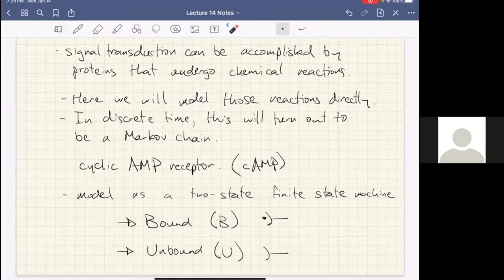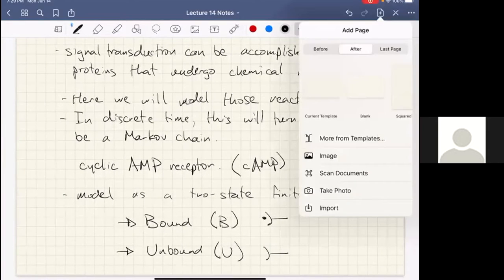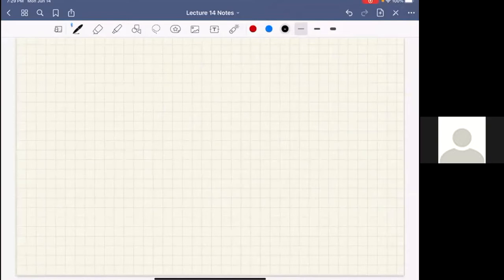The key thing to note here is that both states require some processing time. We're going to see that in a second. Basically, what we end up with is two simultaneous reactions. This can be modeled as a forward and a backward reaction, two simultaneous reactions.